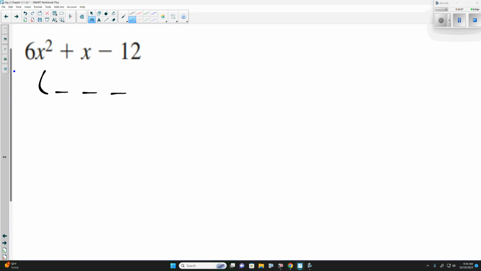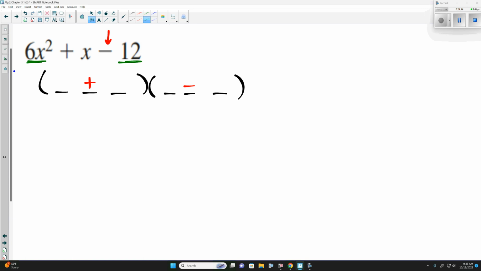Now, here, 2 sets of parentheses with spaces because there's not a greatest common factor. Since the third term is negative, our signs are opposite, positive and negative. Whenever that third term is negative, the signs are immediately opposite. The only time we look at the sign of the middle term is if the third term is positive. So here, they're immediately opposite.